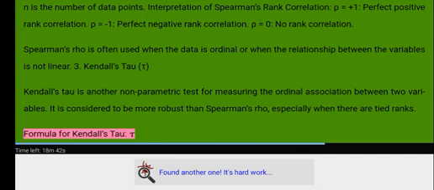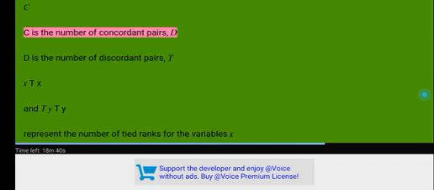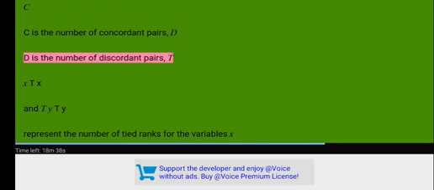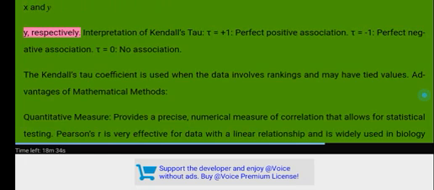Formula for Kendall's tau: tau equals c minus d, divided by the square root of (c plus d plus tx) times (c plus d plus ty), where c is the number of concordant pairs, d is the number of discordant pairs, and tx and ty represent the number of tied ranks for the variables x and y, respectively.